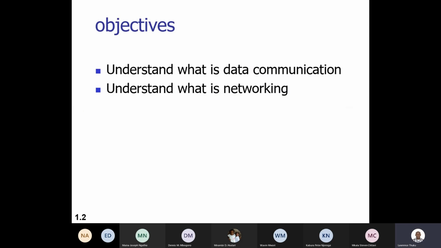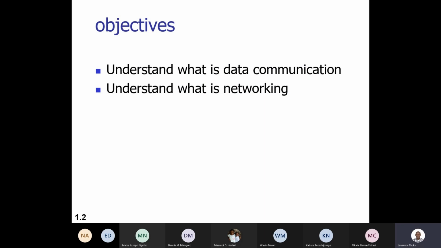So our major objectives today are to understand what data communication is and what networking is. And from that point, we understand why it is important to study data communication and networking. I'm going to start with the first objective, which is about data communication. So you understand what we mean by data, and part of communication, and of course this is in relation to computers.